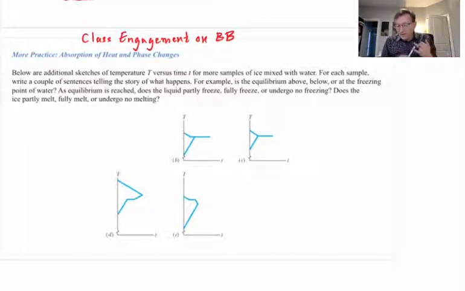For example, is the equilibrium that is attained at the end above, below, or at the freezing point of the water? As the equilibrium is reached, does the liquid partly freeze, fully freeze, or undergo no freezing? And does the ice partly melt, fully melt, or undergo no melting? So you do that for graphs B, C, D, and E. We did graph A together just now.